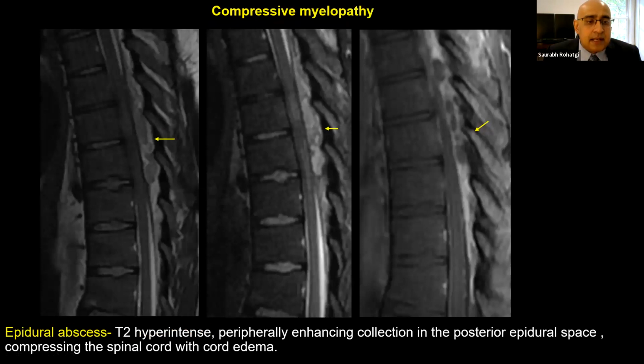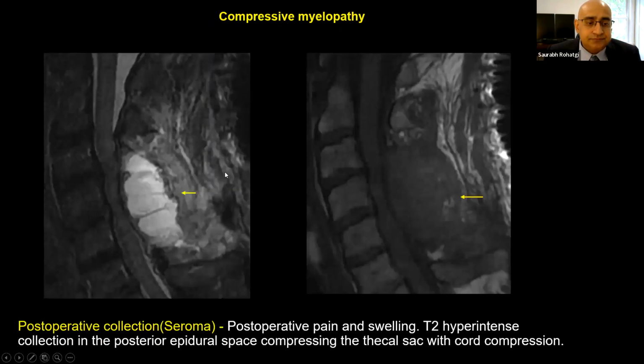Epidural abscess is another cause which can cause cord compression. Here you can see a peripherally enhancing collection in the posterior epidural space, which is causing compression on the cord with cord signal change. In post-op patients, you can have post-operative seromas where the patient would present with a collection in the posterior epidural space and paraspinal soft tissues, which is compressing the thecal sac posteriorly and causing cord compression.